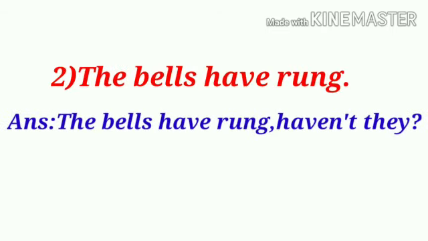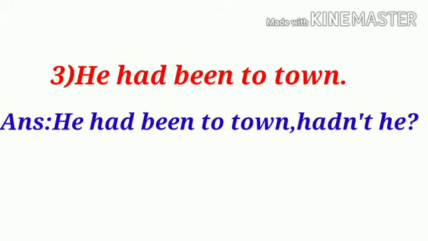The bells have rung. Here, have is an auxiliary verb. Rung is the main verb. So the answer is the bells have rung, haven't they? He had been to town. Here, had is an auxiliary verb. Been is the main verb. So the answer is he had been to town, hadn't he?